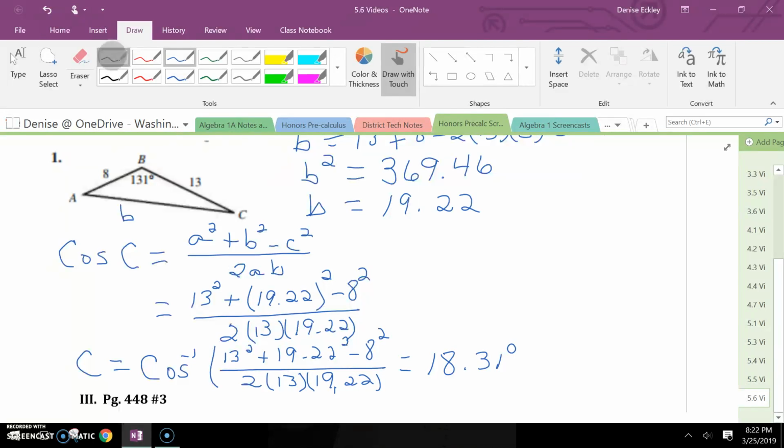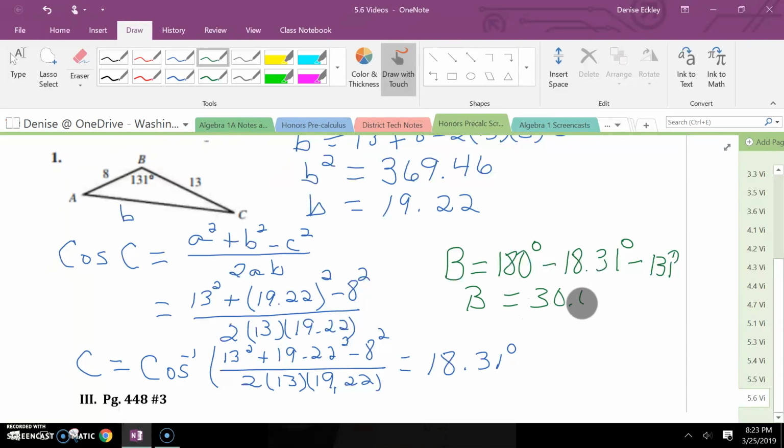So from there, I can find angle B. So angle B is going to be 180 minus the 18.31 minus 131 degrees that was given. And so angle B is going to be 30.69 degrees. So now we have solved our triangle. I'm sorry, this is angle A. I said B, but I meant A. Angle A, because B was given. Angle B is the 131 degrees, so this is angle A. And we're finished.